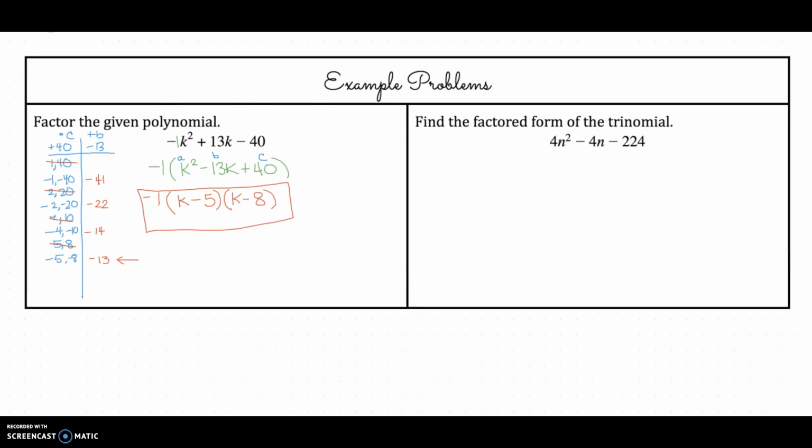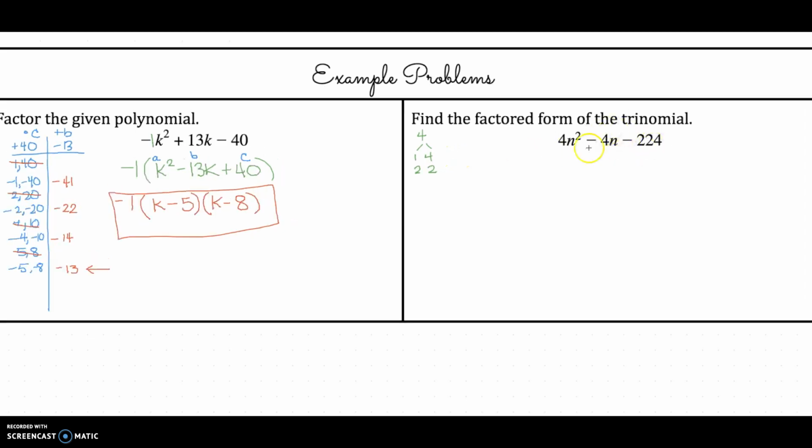So my GCF, I want to try making the trees for 4, because that's my smallest number. And so I have 1 and 4, and 2 and 2. Well, I know that 4 can be divided by 4. And I know that this other 4 can be divided by 4. But now I need to check if 224 can be divided by 4. And it can. So this is part of my GCF. So I'm going to pull out a 4.